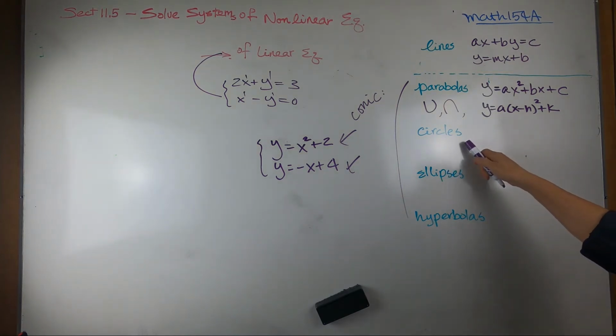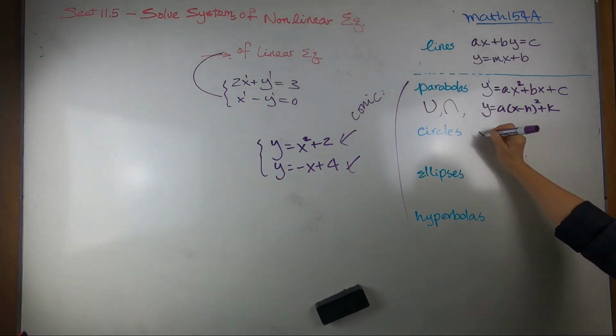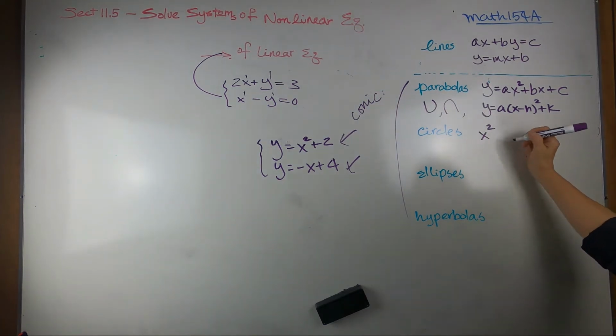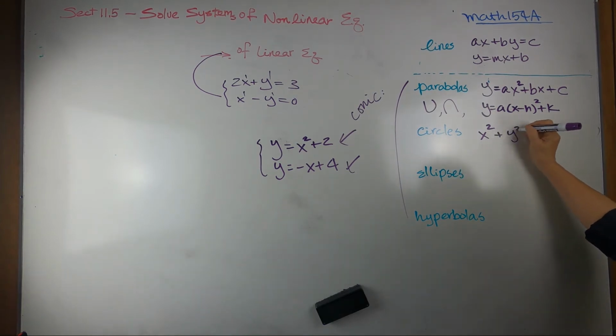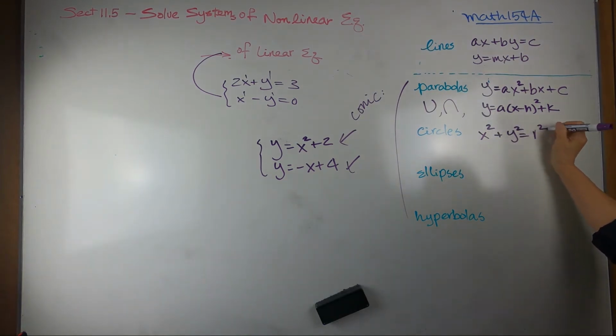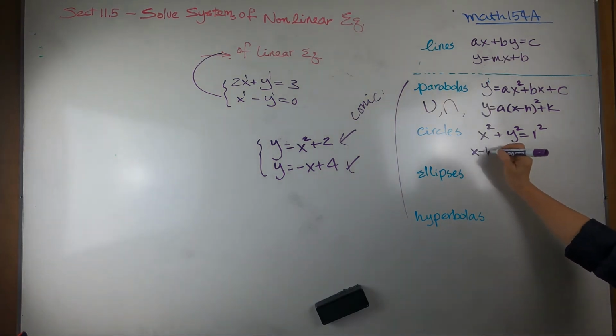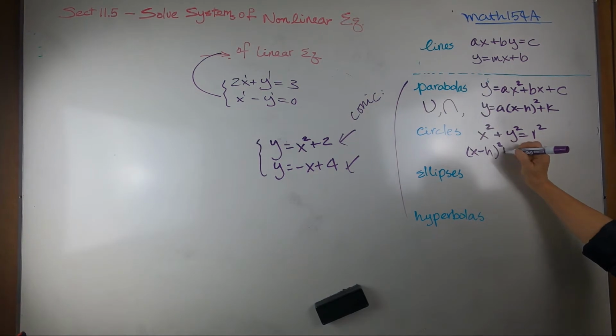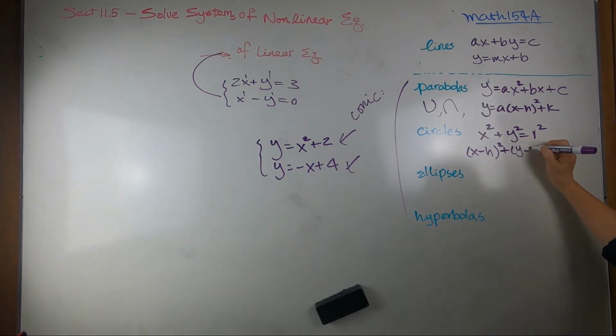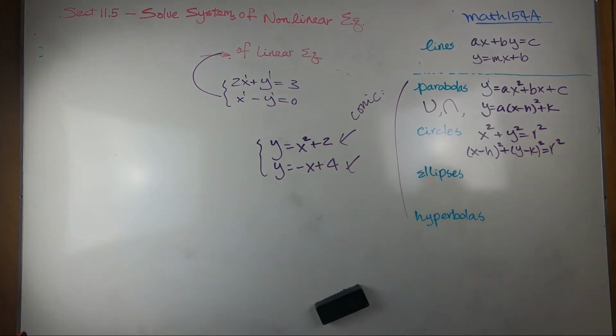What's the formula for circles? If the center is at (0, 0), it is x squared plus y squared equals r squared. If the center is not (0, 0) but (h, k), then it shifts: (x minus h) squared plus (y minus k) squared equals r squared. Is that right? So they have standard forms this way.